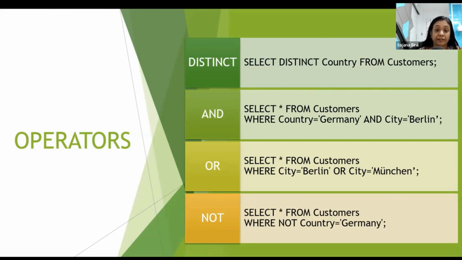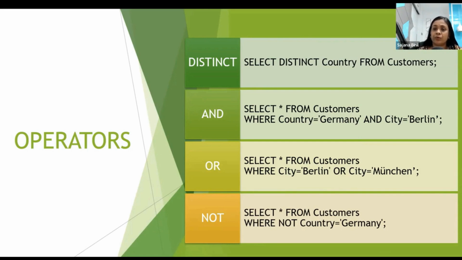So where I'm saying that put an additional filter, show me customers from the country where country is Germany and they belong to city Berlin city. Okay? Further filter I apply. So I use the AND. That means I'm further extending the where clause to add more filters to it.